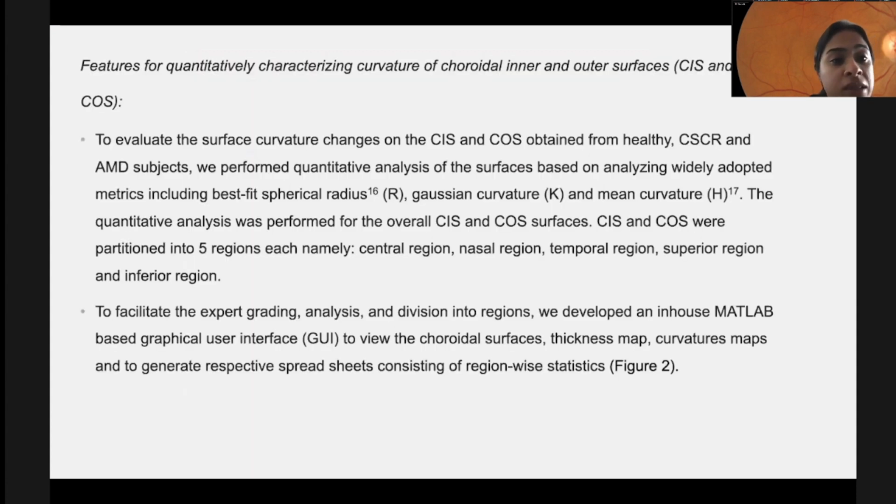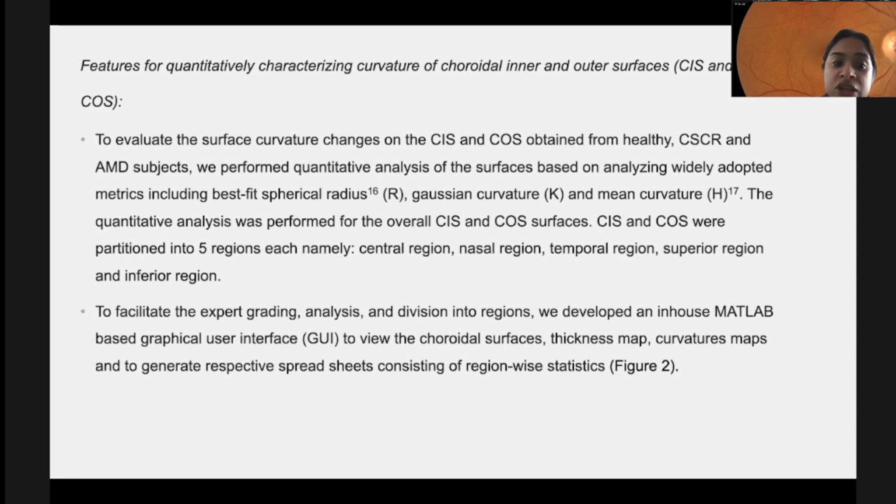So to evaluate the surface curvature changes on the choroidal inner surface and outer surface, we've performed quantitative analysis using widely adopted metrics, including the best fit spherical radius, Gaussian curvature, and mean curvature. Now, these parameters were evaluated on the choroidal inner surface as well as the outer surface.